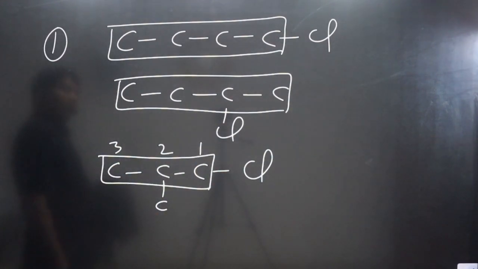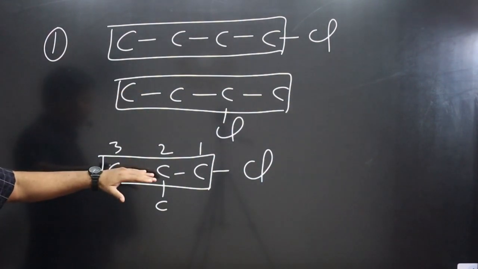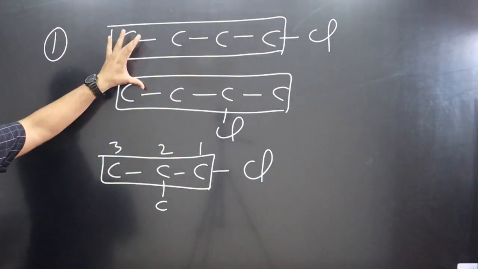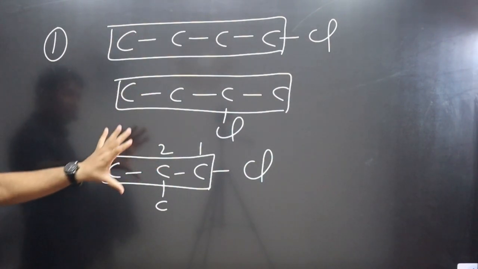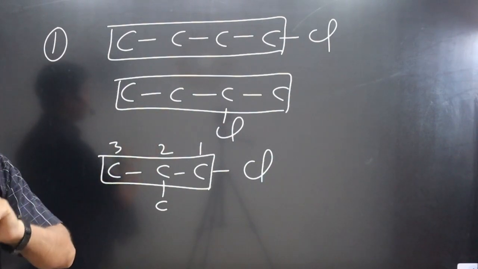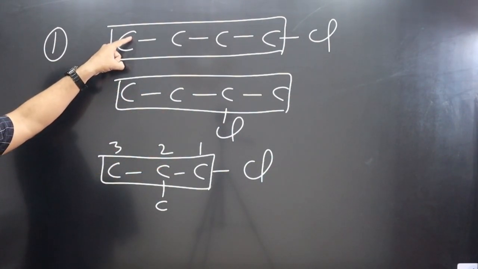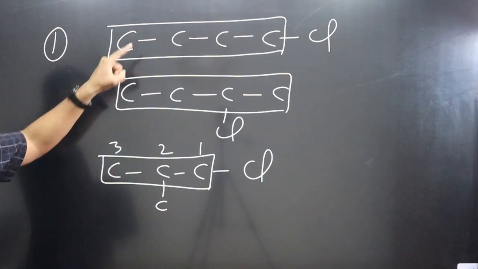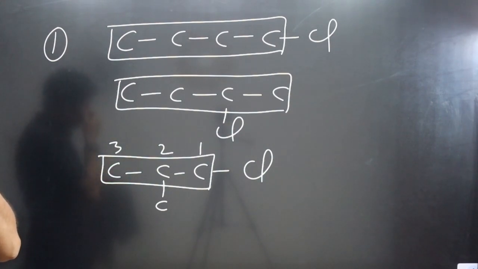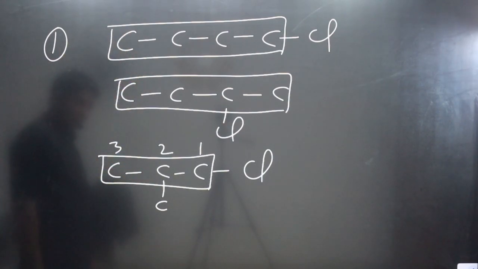If you compare these 2, I'm not talking about those 2, I'm talking about these 2. These 2 are examples of chain isomers because the parent chain is different. Even if you compare this isomer with this one, these 2 are examples of chain isomers because you can see the parent chain is different. In this case 3 carbons, in this case 4 carbons are there.